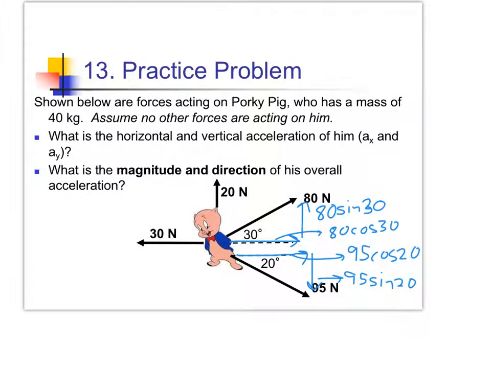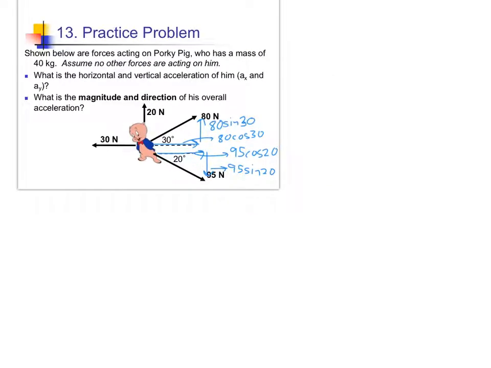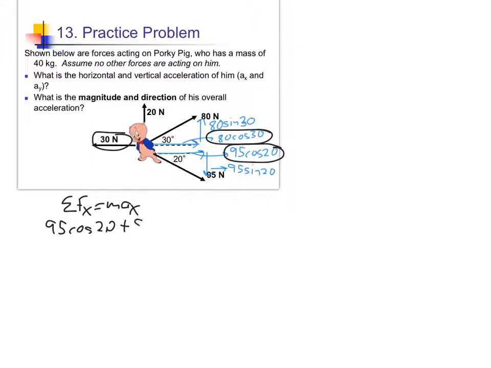The next thing I'm going to do is break it into max and may. So I'll start with my x direction. The sum of the forces in the x direction is equal to the mass times my x acceleration. And so I'm going to think about what x forces we have. We have that 95 cosine 20, the 80 cosine of 30, and then that 30 Newton force going the opposite way. So I can say 95 cosine of 20 plus 80 cosine of 30 minus that 30 Newton force. That's going to be equal to the mass here, which is 40, times my x acceleration.